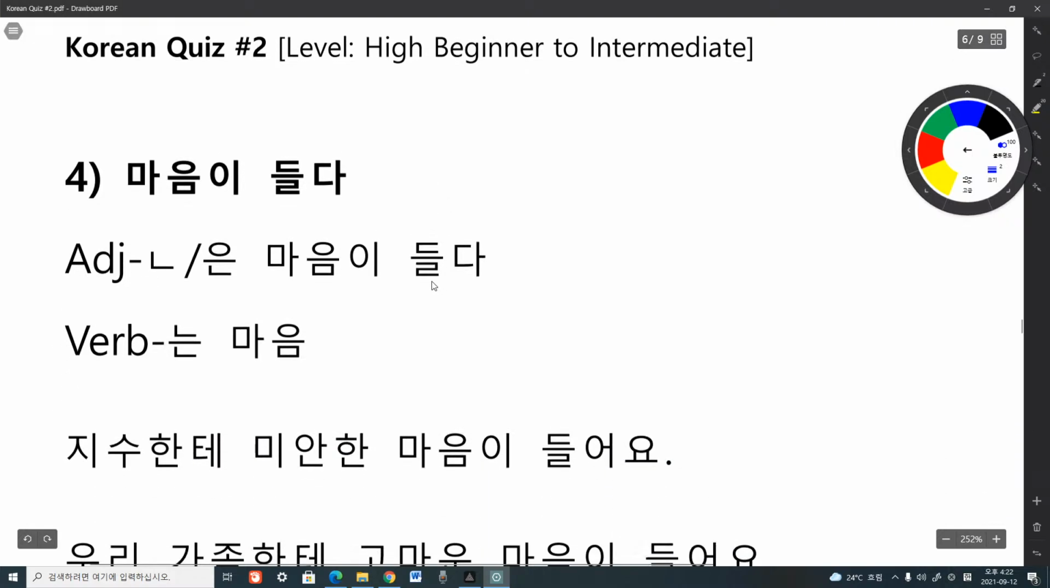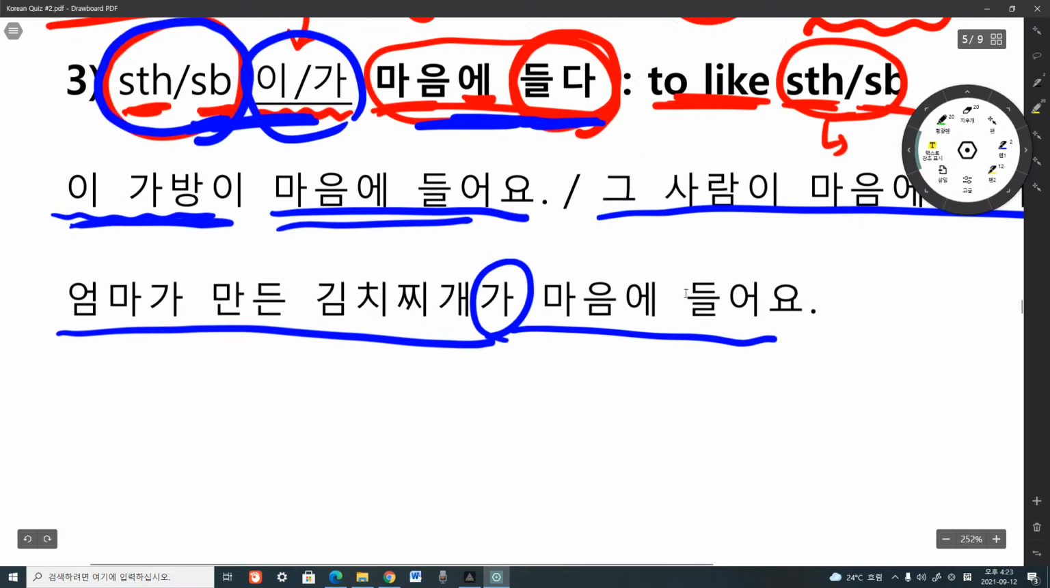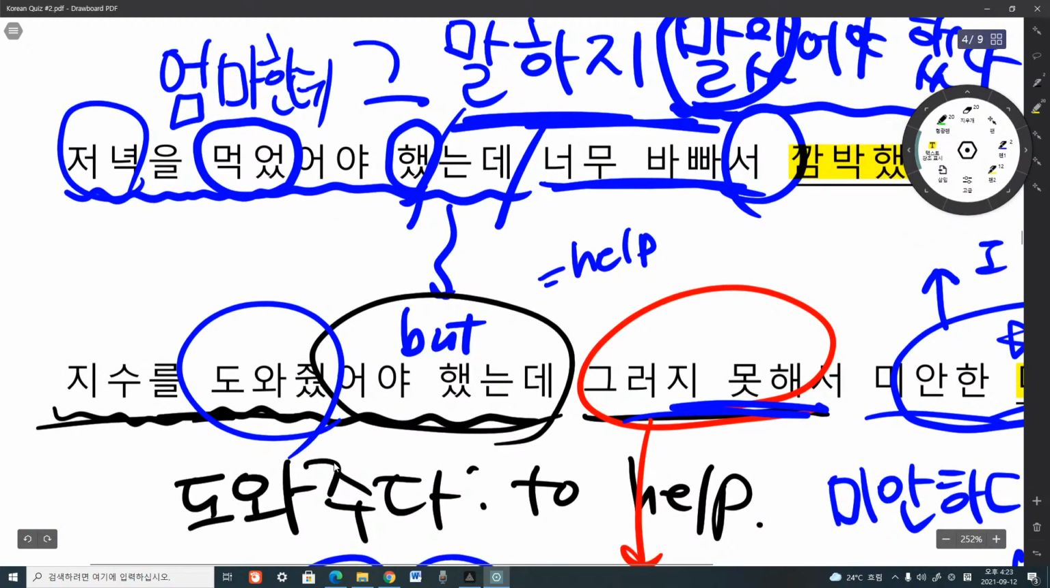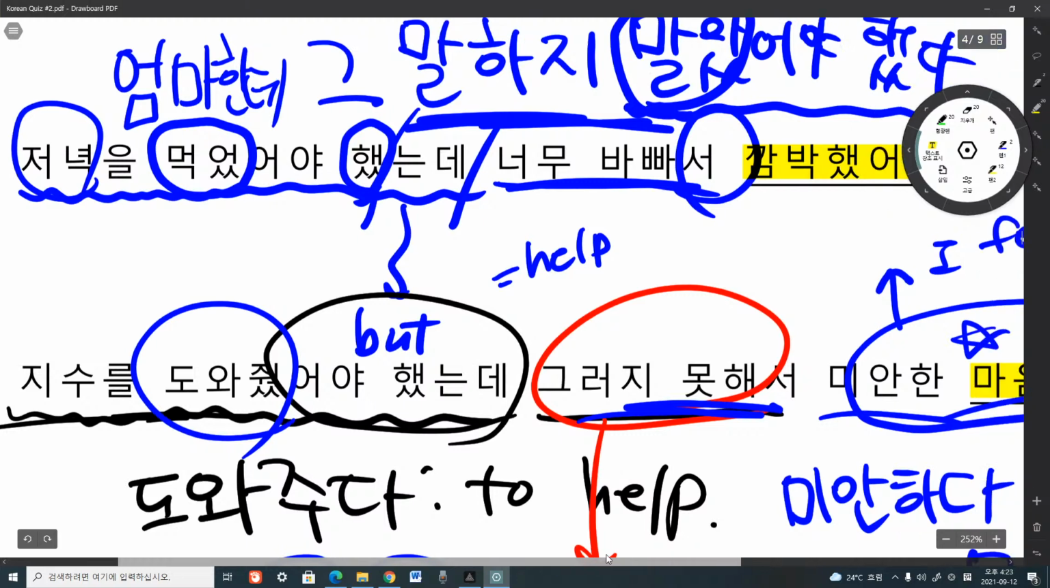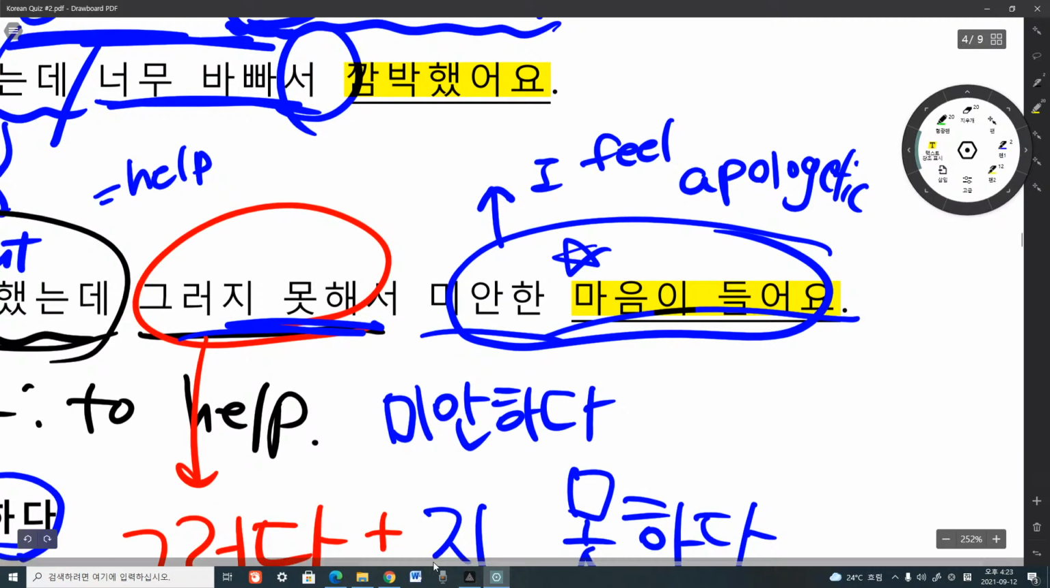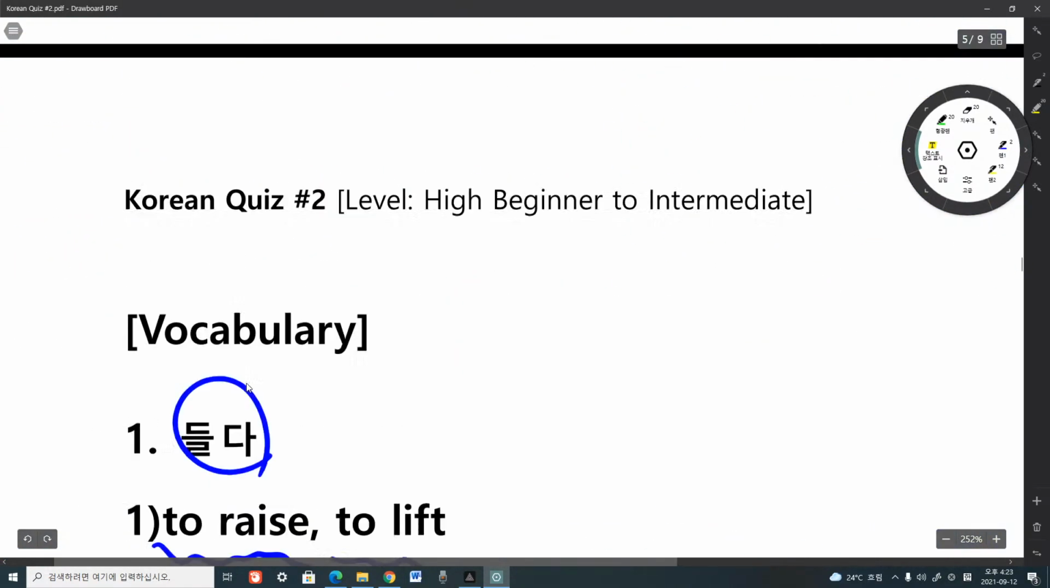And the next one is 마음이 들다. So this is the very sentence that is used. 마음이 들다. In this sentence, 지수를 도와줬어야 했는데 그러지 못해서 미안한 마음이 들어요. Right? 마음이 들어요 was used here. So what does this mean? Exactly. 마음이 들다.